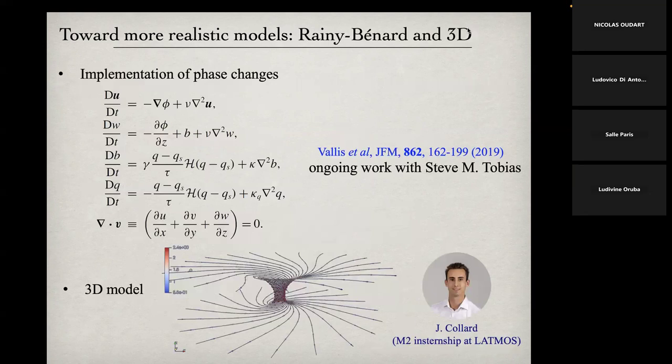Now we are implementing humidity and phase changes. This work relies on the Rényi-Bénard setup, which was derived by Geoffrey Vallis and Steve Tobias in 2019. And we are also constructing a three-dimensional model for an isolated tropical cyclone. This work has been started by Julien Collard, who is doing his Master 2 internship at LATMOS.